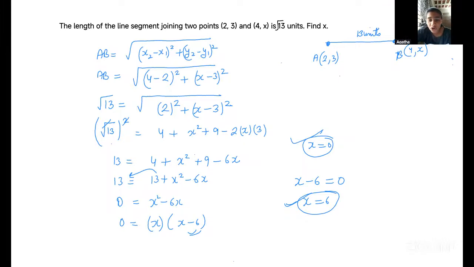Is it 0 or 6 or is it both? Both. 0 or 6, both can be the answer. So should we also write the step which gives the answer 6? Yes, you have to write both the answers, which give the answer sequence.